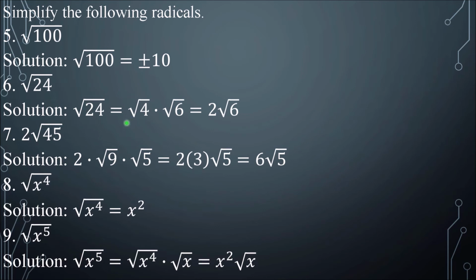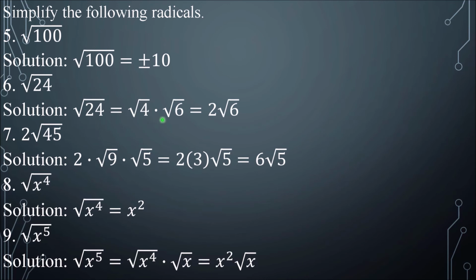So let's have this one. Square root of 24 is equal to square root of 4 times square root of 6, because 4 times 6 is 24. Why 4? Because 4 is a perfect square number which is a factor of 24. So again, you need to find a perfect square number which is a factor of the radicand, 24. In this case, 4 is a perfect square and 4 is a factor of 24. So we will use this 4.